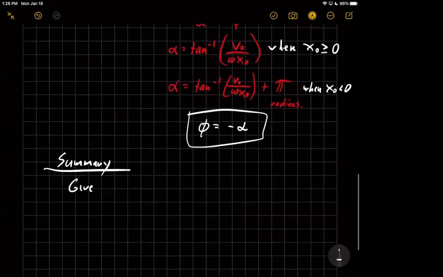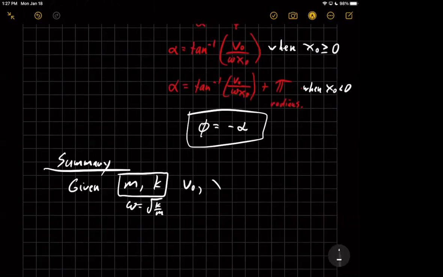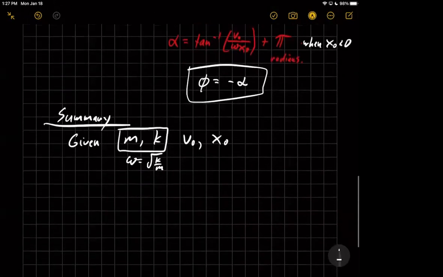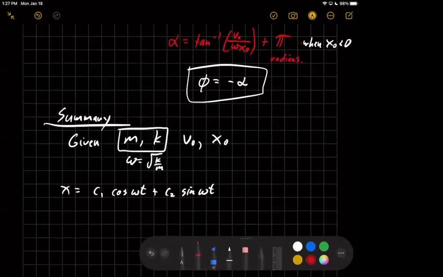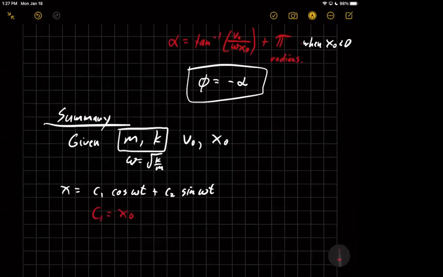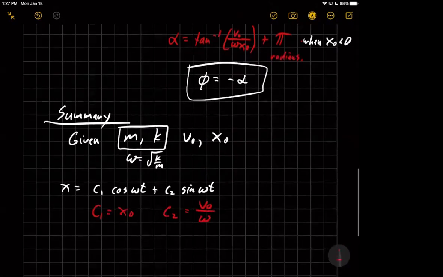If we're given, as in MATLAB, m, k, this really means we're given omega. And then we're also given V naught and X naught. If we're working with the equation x is equal to C1 cosine omega t plus C2 sine omega t, it's pretty easy to figure out what C1 is, just x naught, and C2 is simply V naught over omega.